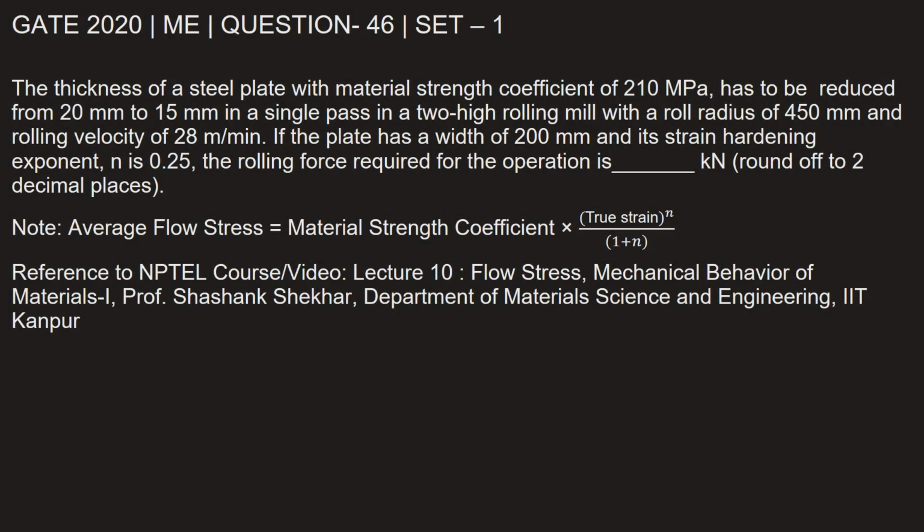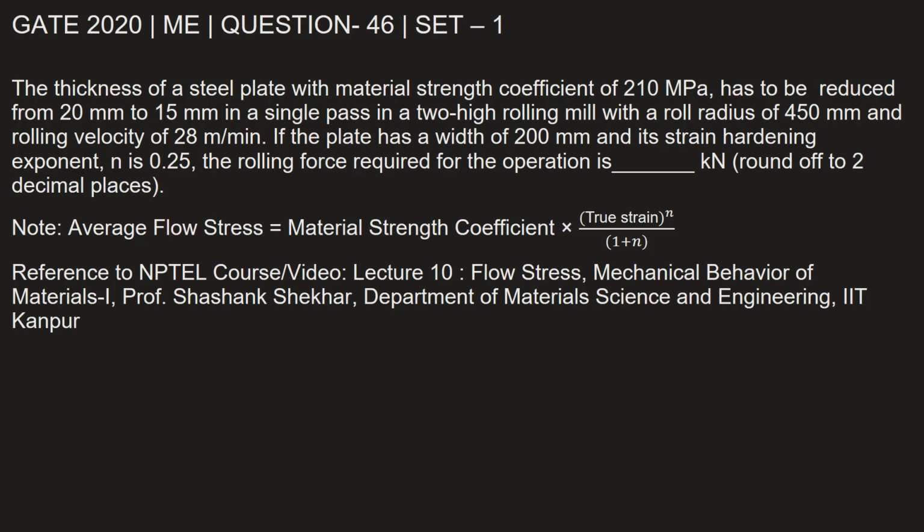This question is from GATE 2020 Mechanical Engineering paper set 1, question number 46. The thickness of a steel plate with material strength coefficient of 210 megapascal has to be reduced from 20 millimeter to 15 millimeter in a single pass in a 2 high rolling mill with a roll radius of 450 millimeter and rolling velocity of 28 meter per minute.